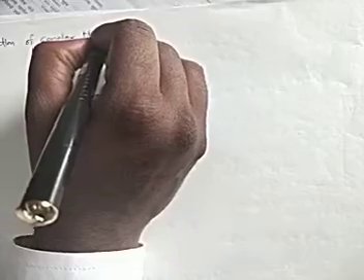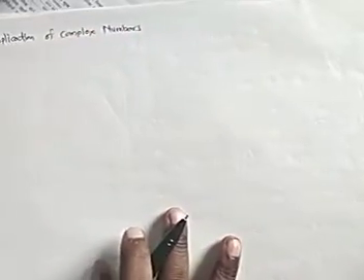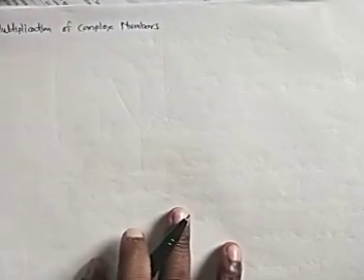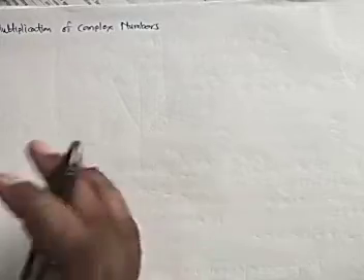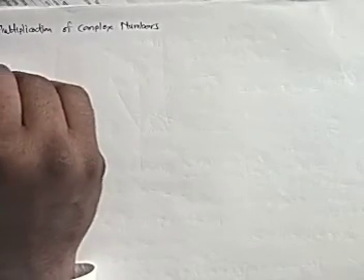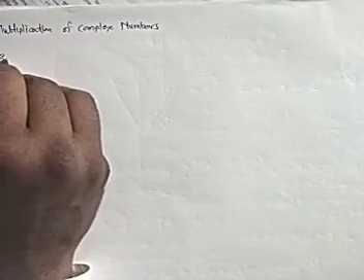Now we are going to see the multiplication of complex numbers. This is the multiplication of complex numbers. The multiplication can be obtained by considering two complex numbers.